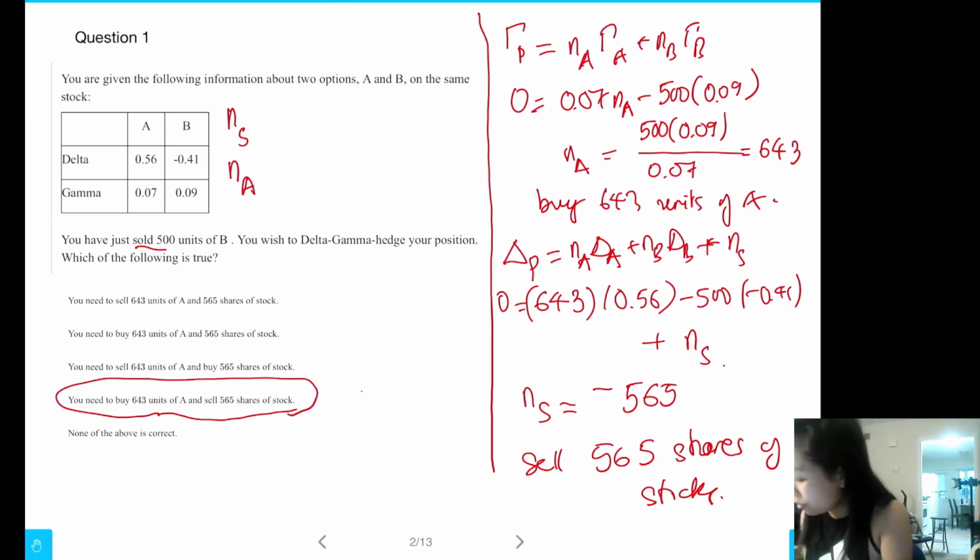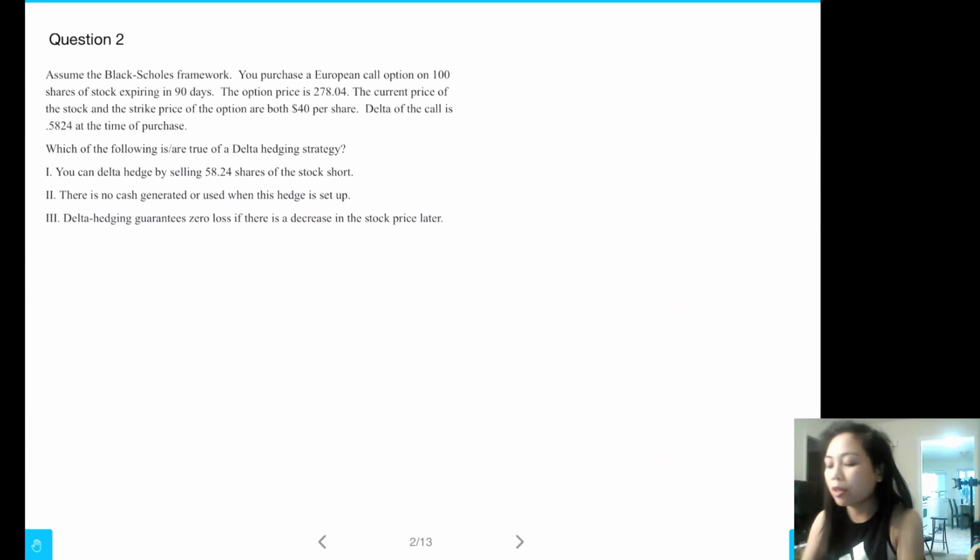Alright, so that is question 1. Now let's look at question 2. Assume the Black-Scholes framework, you purchase a European call option on 100 shares of stock expiring in 90 days. The option price is 278.04. The current price of the stock and the strike price of the option are both 40 per share. Delta of the call is 0.5824 at time of purchase.